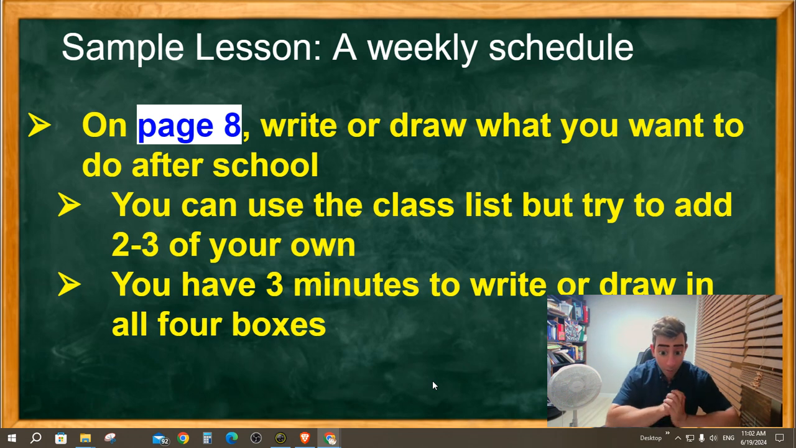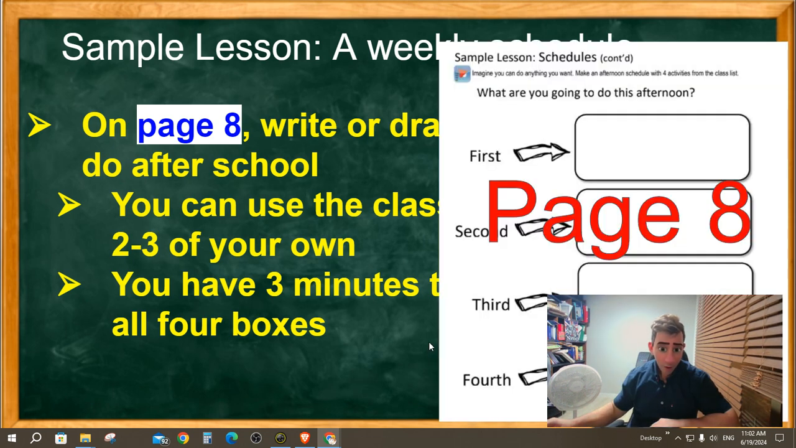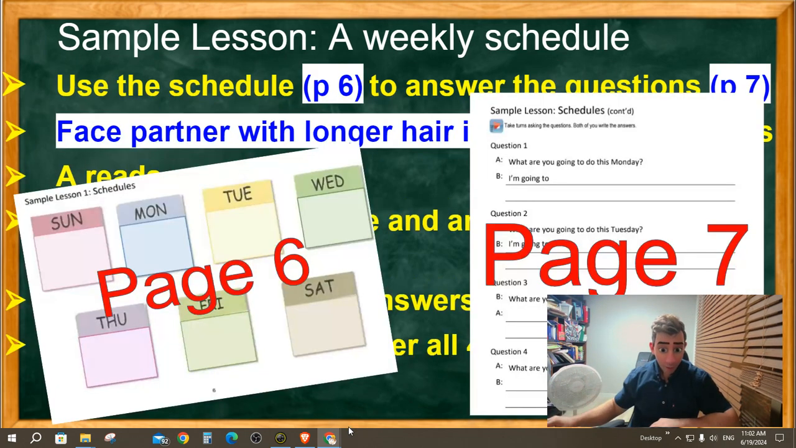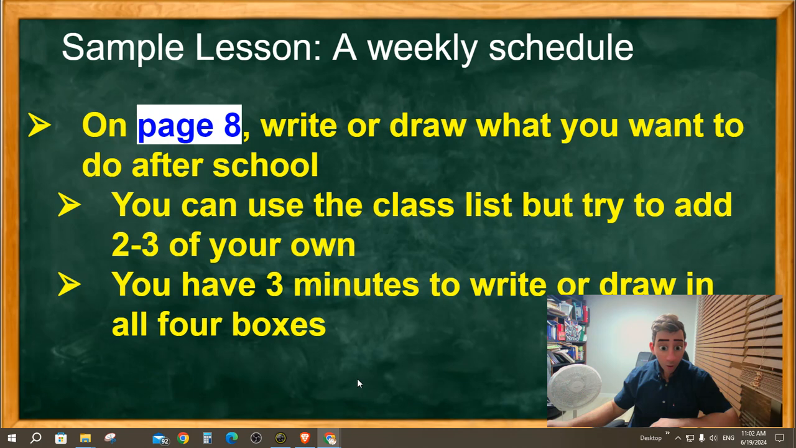Now, on page 8, you are going to write or draw what you really want to do after school. This is happening on page 8. Looks like this. You can use the class list that we just made together, but you should try to add 2 or 3 of your own ideas. Okay? You have 3 minutes to write or draw in all 4 boxes.